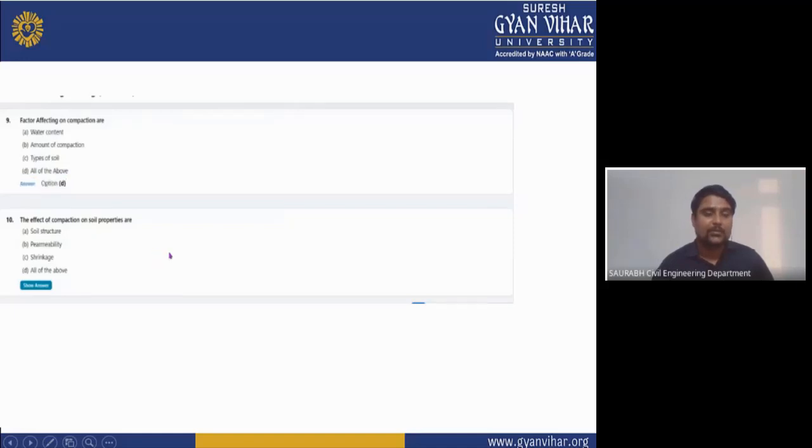Now come to the last question. The effects of compaction on soil properties are: soil structure will change, permeability will also decrease, shrinkage will also decrease. So again your right answer will be all of the above. Your right answer will be D here.